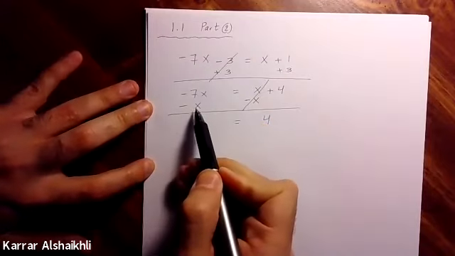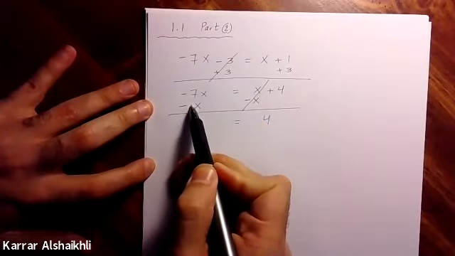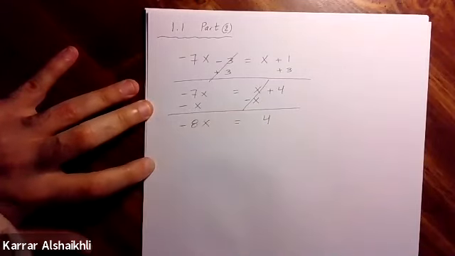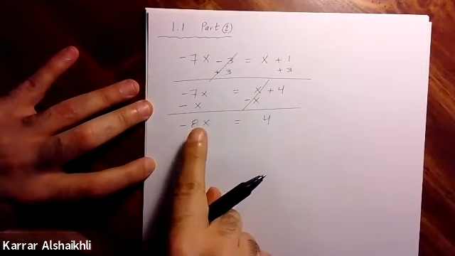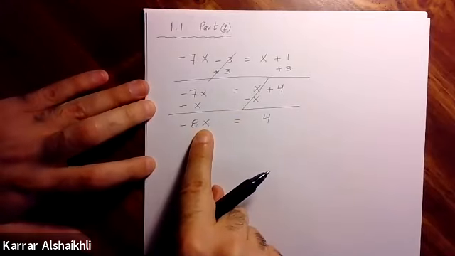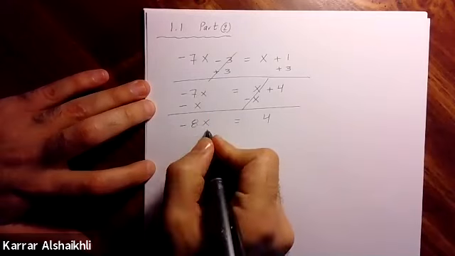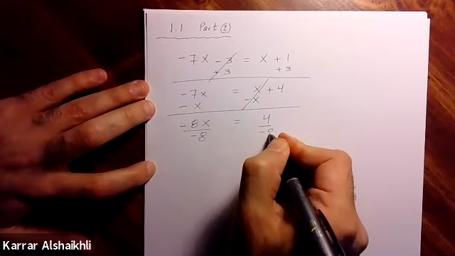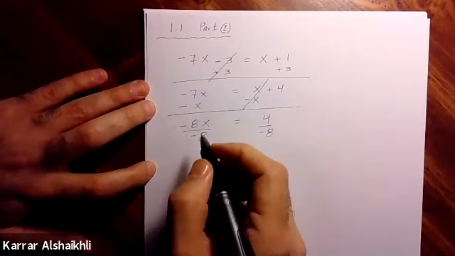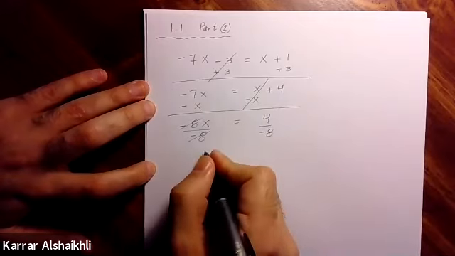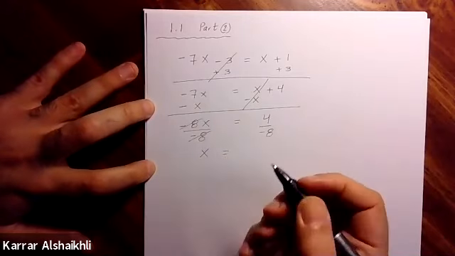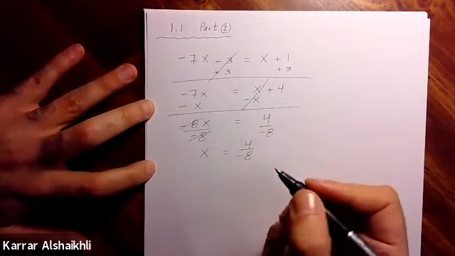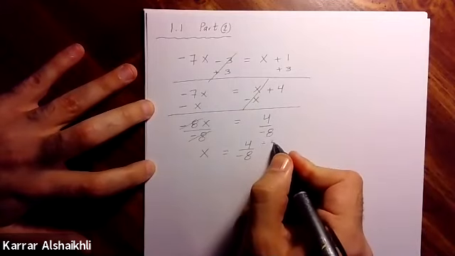Negative 7 minus 1. There is no number here, that means 1. So it's going to be negative 8x. The last step, I need to find the value of x. So I'm going to divide both sides by negative 8. That means from this side, cancel negative 8 with negative 8, the leftover is just x equals 4 over negative 8. Can you simplify it? Yes, by dividing both sides by 4.